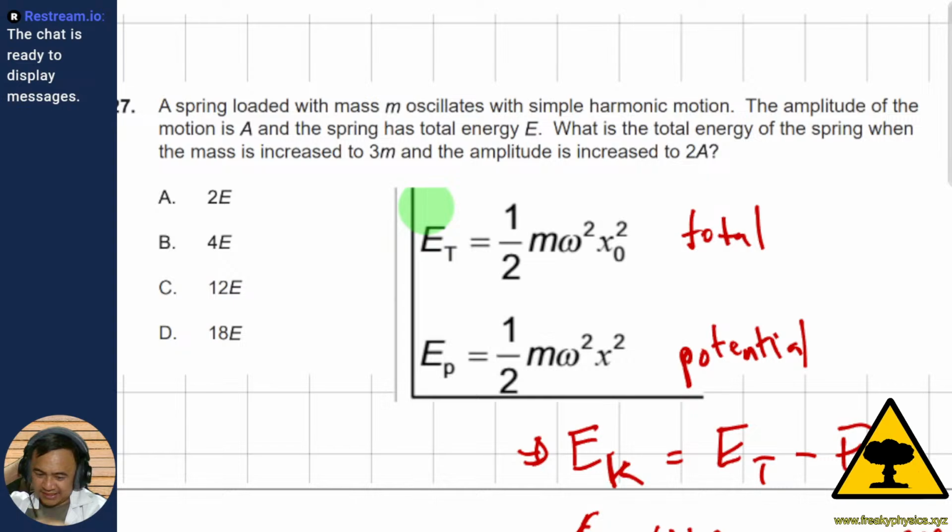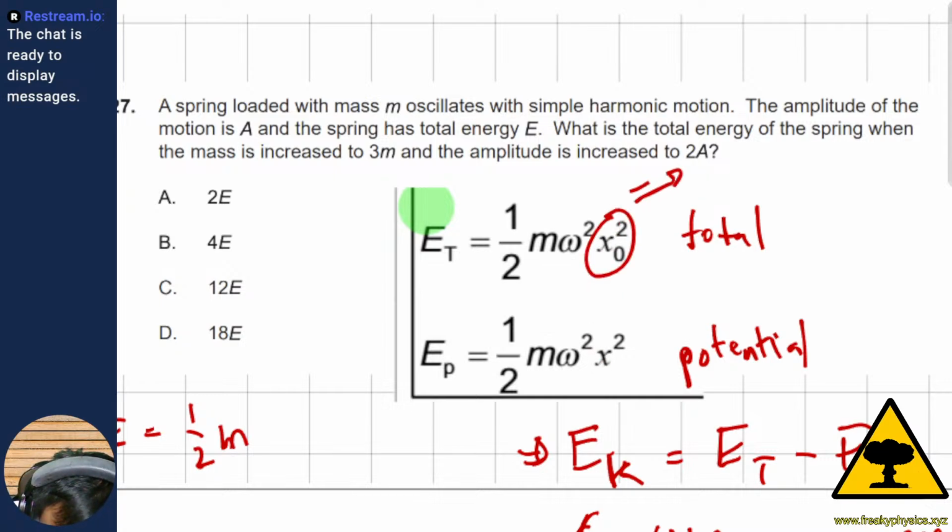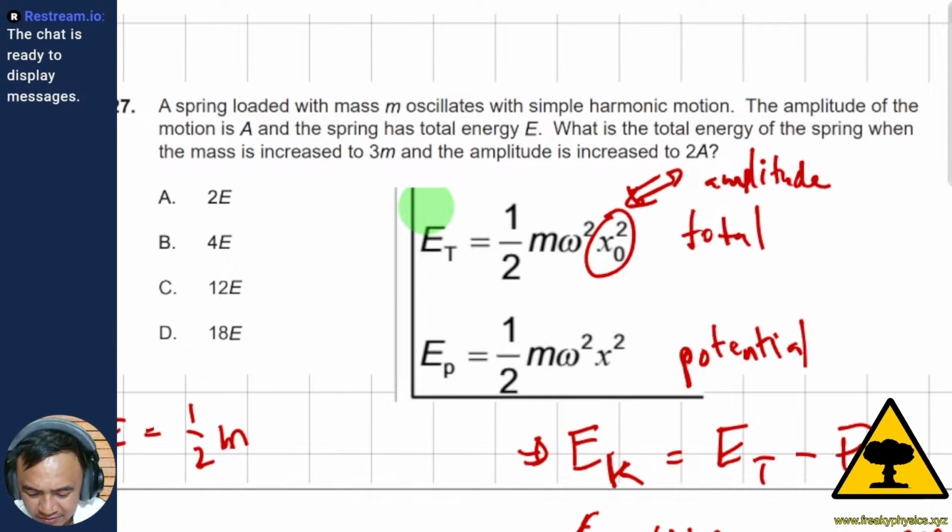Okay, so in this case, this should be easy now, because all we have to do is the mass. So let's just do it like this. E is equal to 1/2 m. By the way, I forgot this, X0 is the same as amplitude. So in other words, since our amplitude here is A, all I'm going to do now is m omega squared A squared. That's the total energy for the initial state.